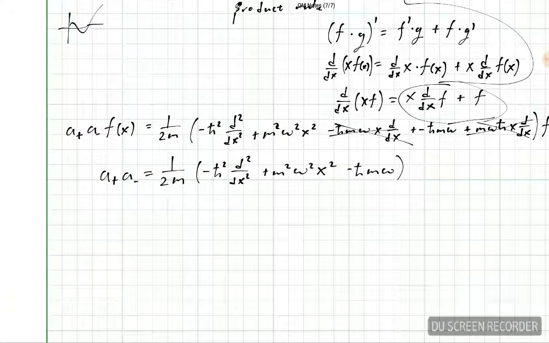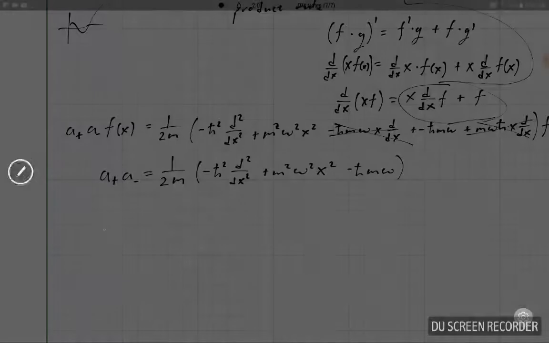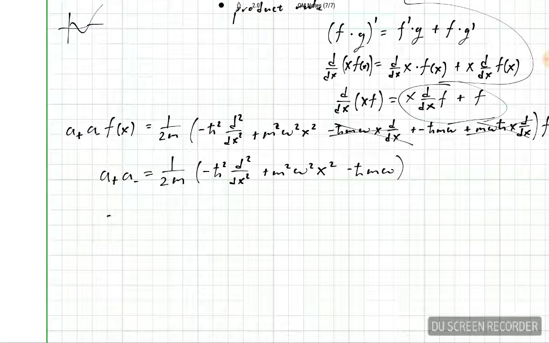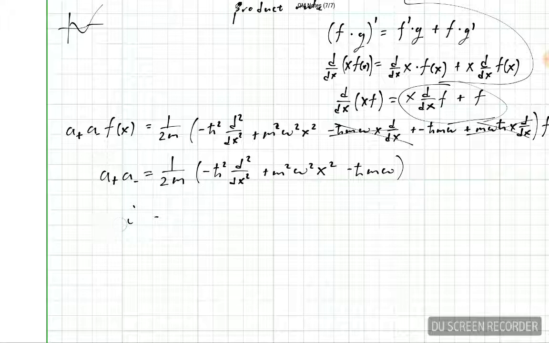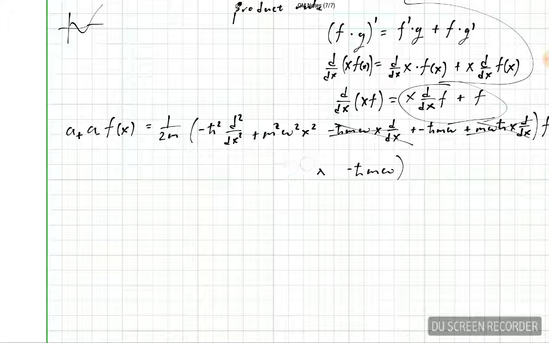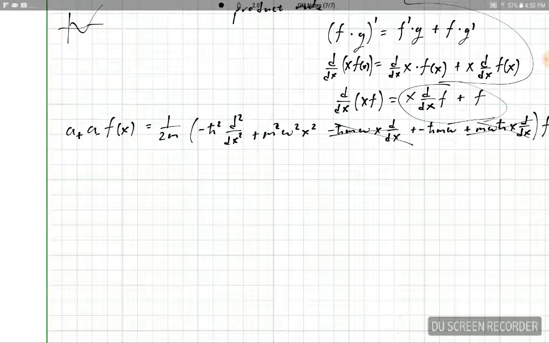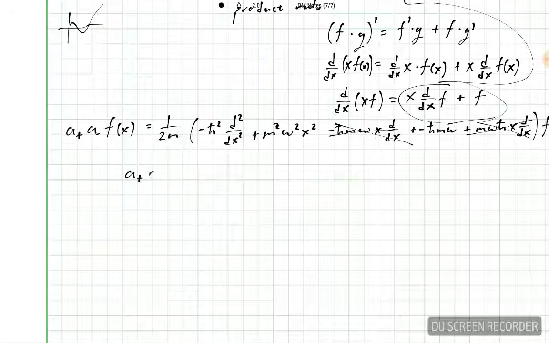So I have A plus, and I'll write that as an operator, and my A minus operator. And actually, let me go ahead and erase that. Let's go back a step. Okay, so I write those out explicitly. Now I have A plus A minus.